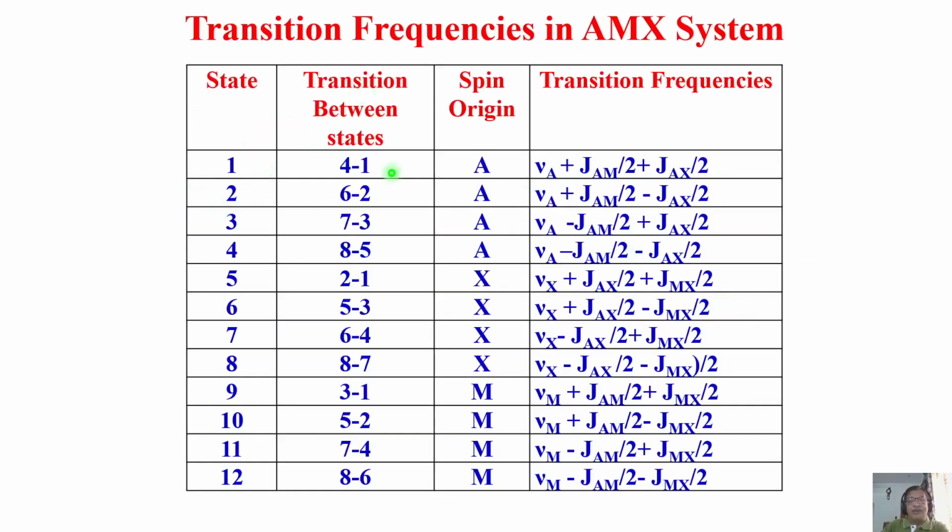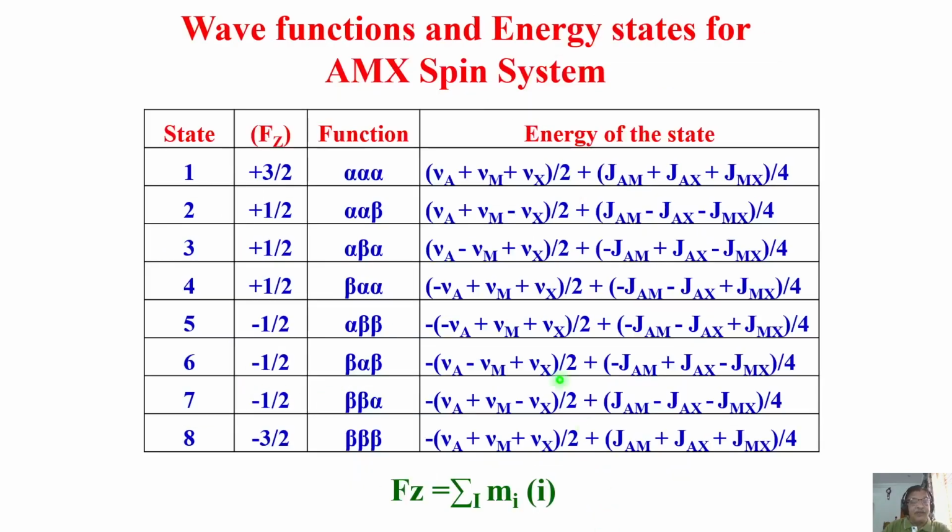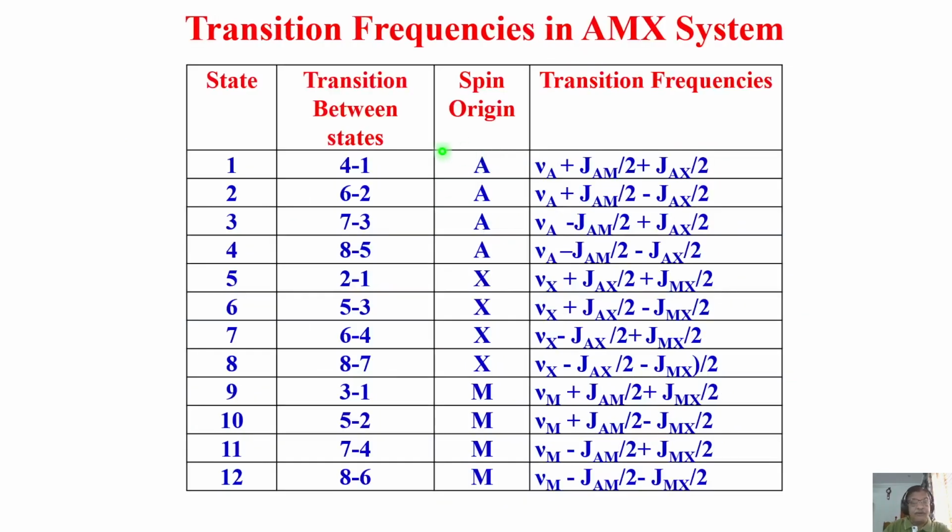State 1, 4 to 1 transition, A, 2 to 1. You go back to that table and find this out depending upon which energy states you consider. For a transition going from, let's say, 3 to 1, take an example here, 3 to 1. If you take the difference, this gets cancelled out, this gets cancelled, it's the M transition. True. What is 3 to 1? It is the M transition. See?